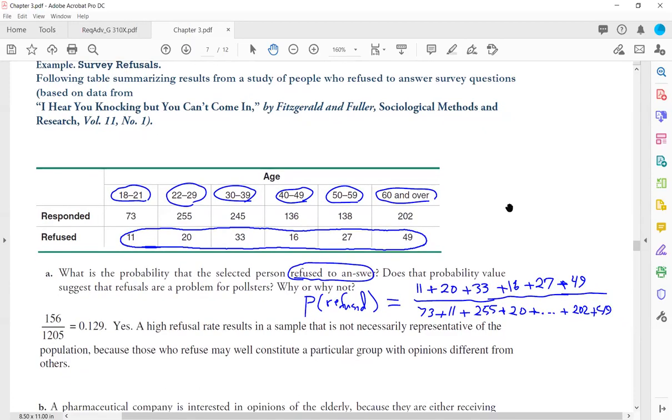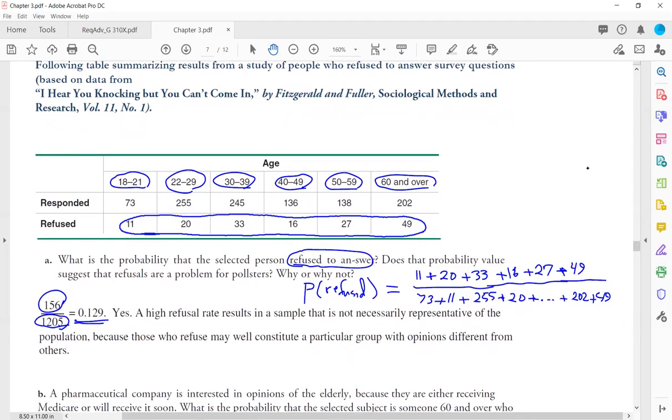So if you add all of those numbers on the numerator, you get 156. On the denominator, you get 1205. If you do the division, the probability is almost 13%. Almost 13%. 13% of the sample refused to respond.